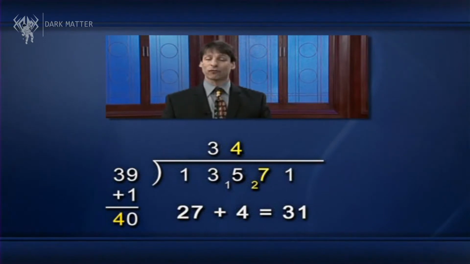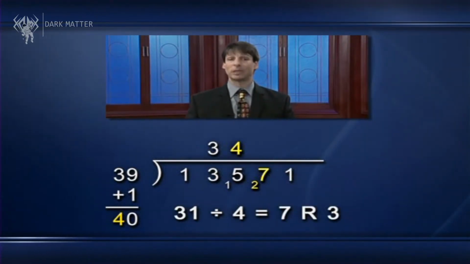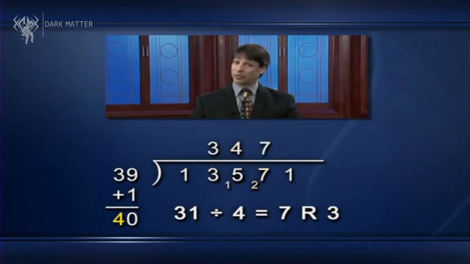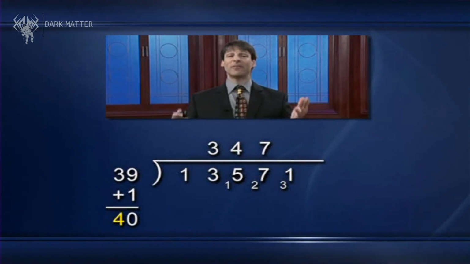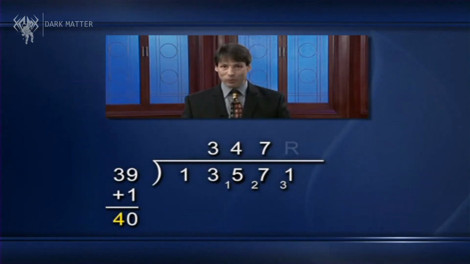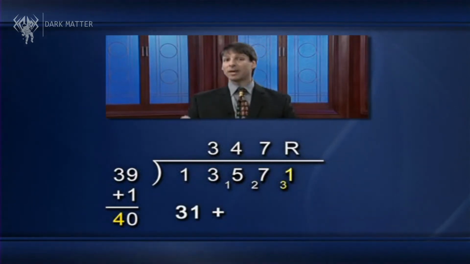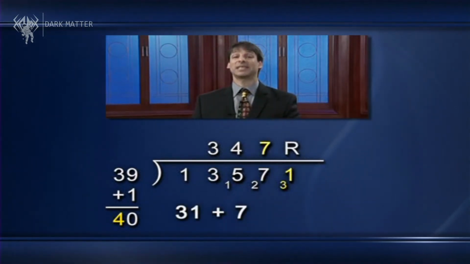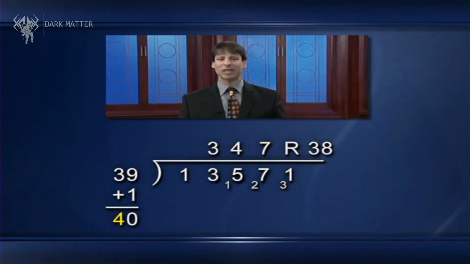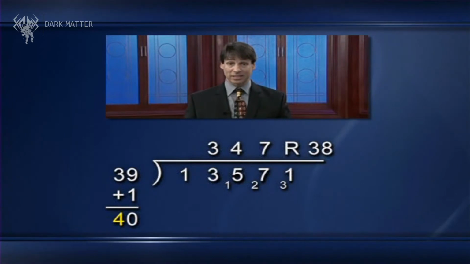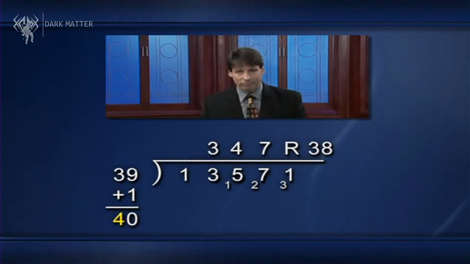How many times does 4 go into 31? Goes into it 7 times with a remainder of 3. So the 7 goes up and the 3 goes down. When we arrive at the last digit, it's time for the remainder. And the remainder is simply 31 plus 7 to get 38. So there's our answer, 347 with the remainder of 38. And this agrees with our earlier long division calculation.